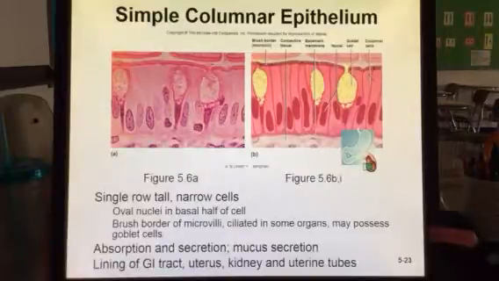In some organs, not all, you will see goblet cells. So that little white looking blob is a goblet cell, and you can see it's called a wine glass shape because it kind of opens up to the outer membrane of the cell, and that does secrete mucus. Again, these types of cells are specialized for absorption and secretion. We see them in our GI tract, in the uterus, kidneys as well.